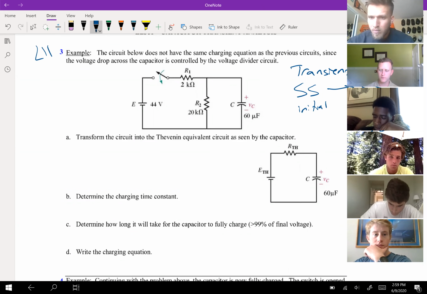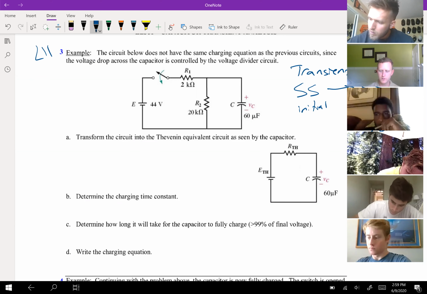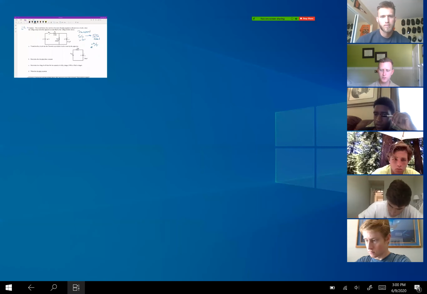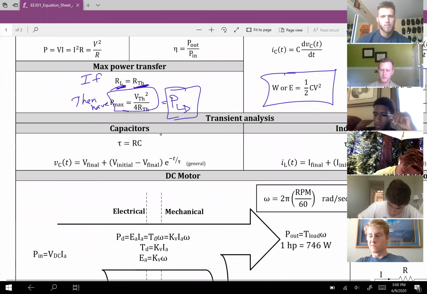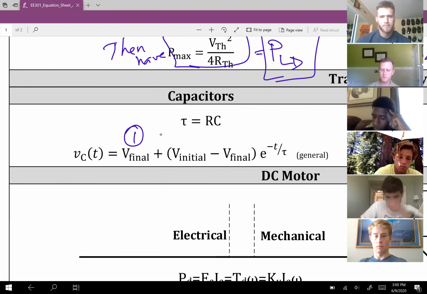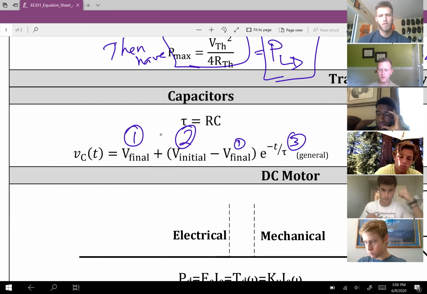So the three things that we're solving for are, first, the initial steady state. This is a capacitor, here's the C, which means we're going to be solving for this voltage, which they've already labeled for us right there. See, it says V sub C. So we're solving for the voltage. On this equation sheet, when I'm looking at capacitors, there's the equation. I'm solving for three things. Here's the first thing, here's the second thing, and then tau is the third thing. V final, that's the same number 1. And tau right here is made up of R and C.